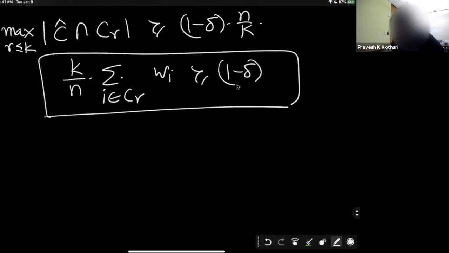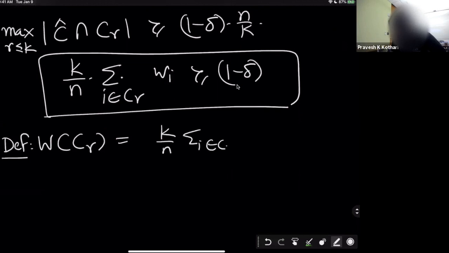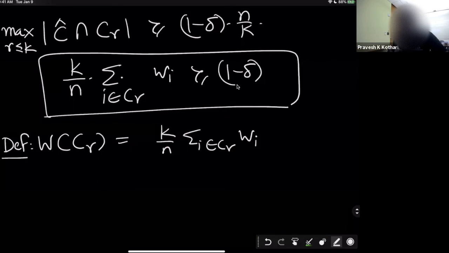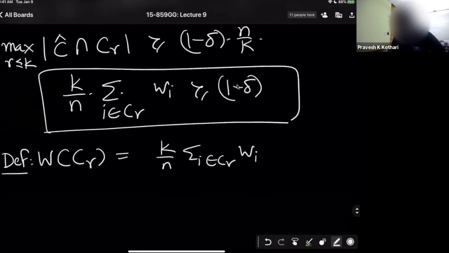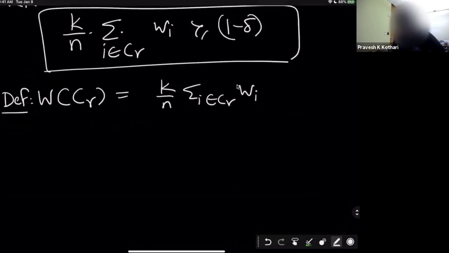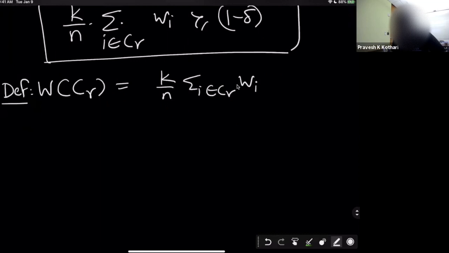So what will we do? We'll define the following quantity. For each R, define W of CR to be the fraction of points in C hat that come from C sub R. Okay? Then I'll just write the max conclusion in a slightly different form, or at least it's slightly, let's just write down, instead of pontificating, R equals 1 through K.